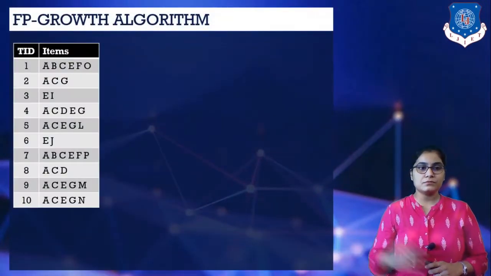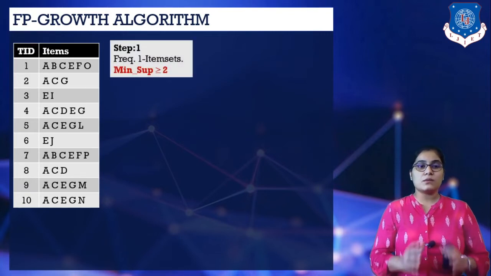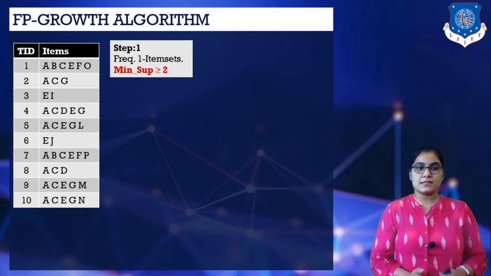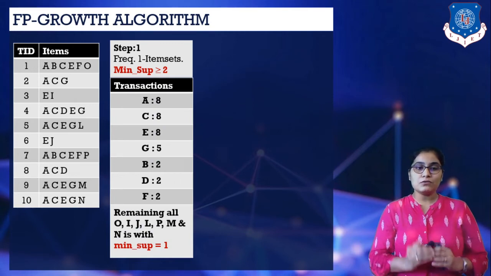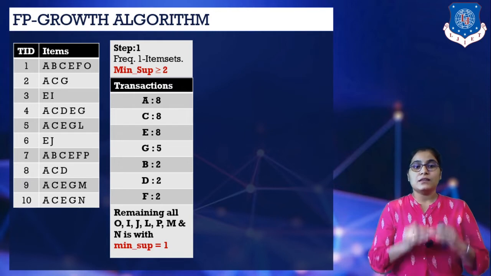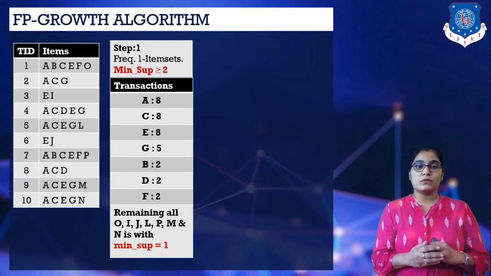So let's understand this concept using an example. Here we have a table that represents transactional data. In our example, we have 10 different transactions associated with the items. Now, step 1 is to find out the support count of each of the unique items from all the 10 transactions. So, this table contains all the filtered out items that satisfy the requirement of minimum support count, and all the items that do not satisfy the requirement of minimum support count are ignored.